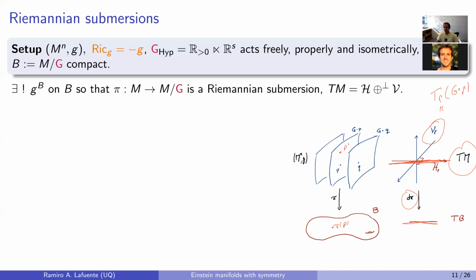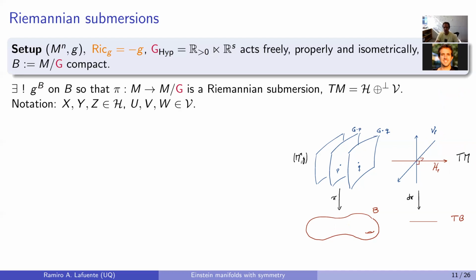So that's a Riemannian submersion. Essentially, the metric on B is determined by the metric upstairs by using the differential of pi. So this is like a dual concept of an isometric immersion, and it's particularly relevant for our purposes because we have an isometric group action, and that gives rise to these very nice Riemannian submersions.